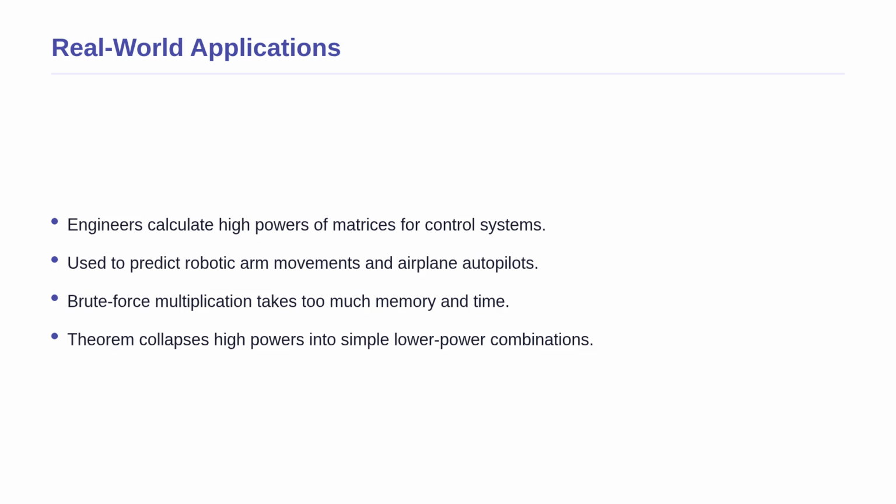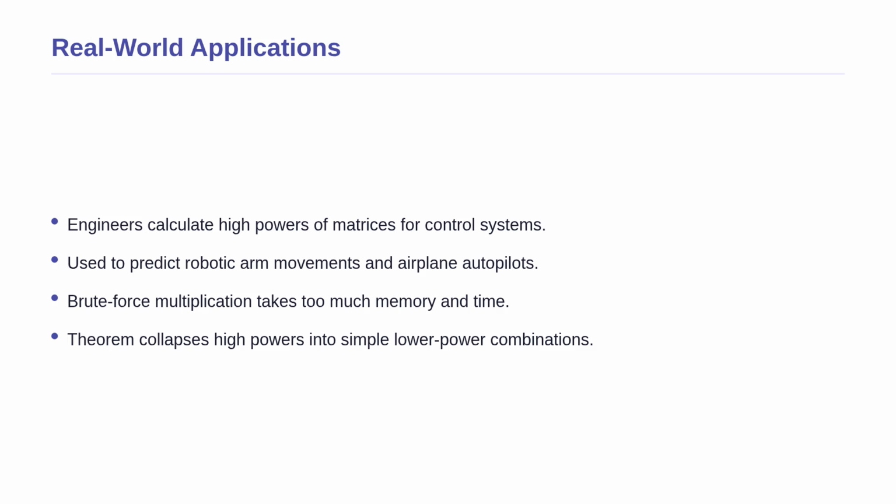Engineers and computer scientists constantly need to calculate very high powers of matrices. For example, in control systems engineering, predicting the future state of a robotic arm or an airplane's autopilot requires raising matrices to the power of 100 or more. Doing this by brute force multiplication would take too much computer memory and time.